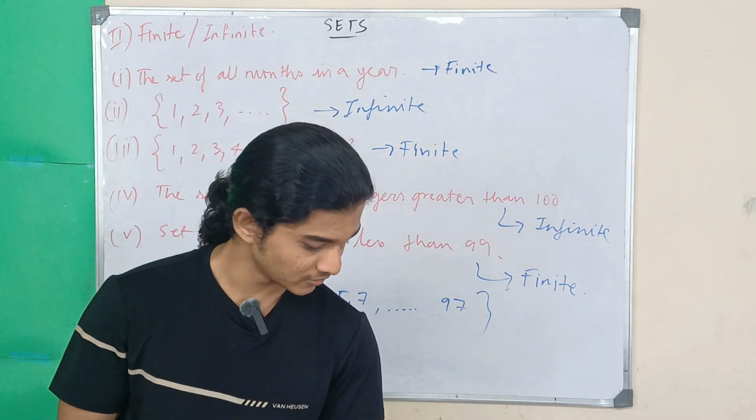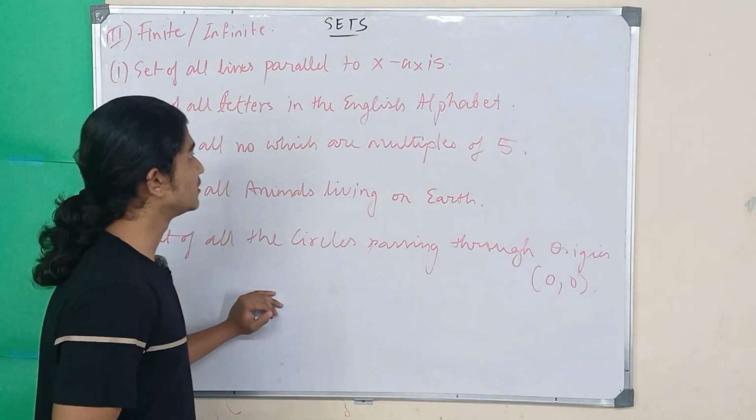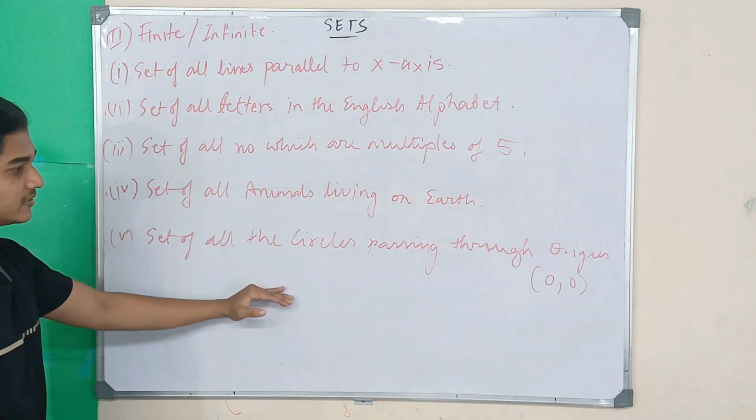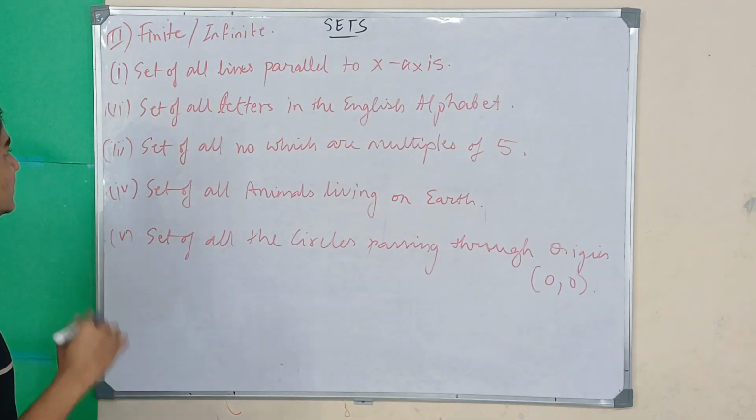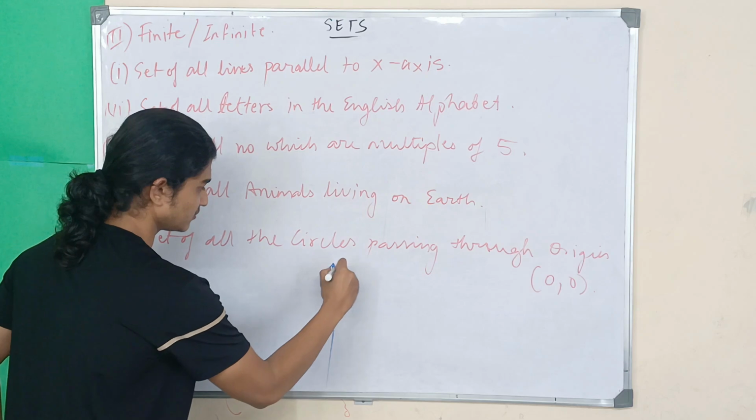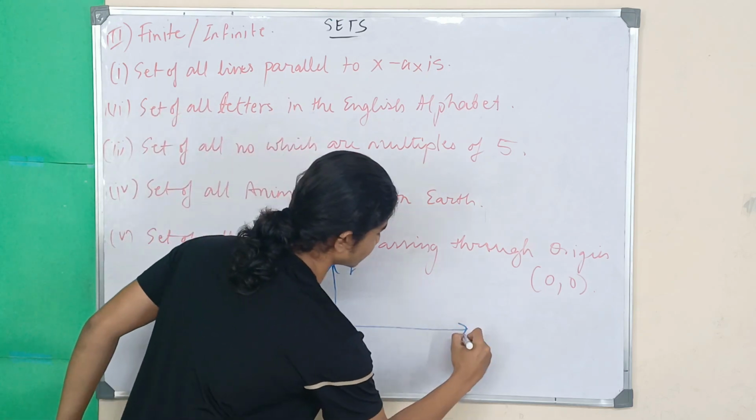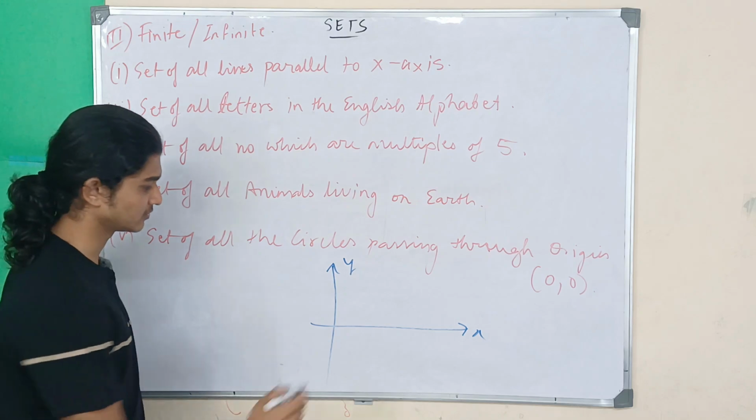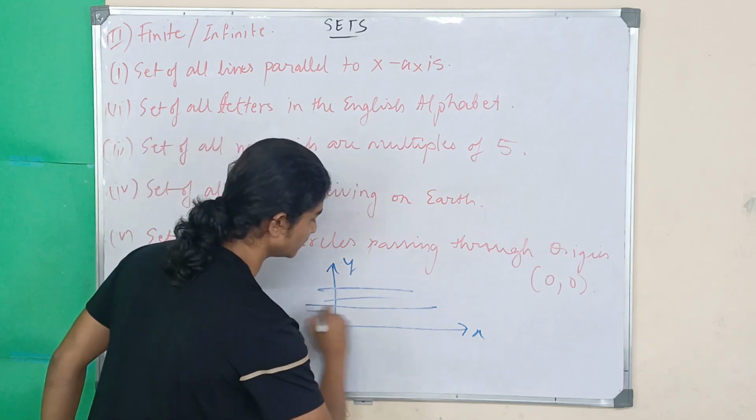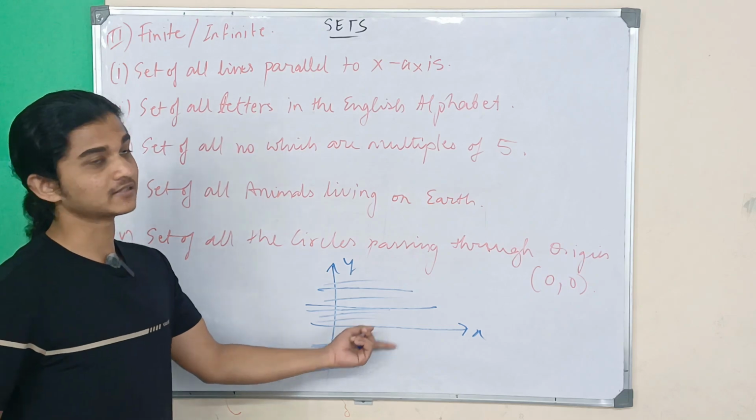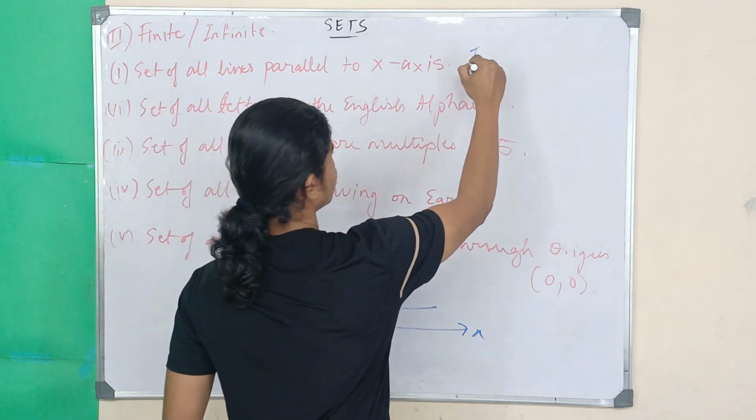So let us try to solve the third main now. The third main is also basically finite and infinite. We're supposed to find which set is finite and which set is infinite. The first one is the set of all lines parallel to the x-axis. This is the y-axis, if you know the Cartesian plane properly, and this is the x-axis. How many parallel lines can I draw which are parallel to the x-axis? Infinite. I can draw so many parallel lines parallel to the x-axis. So this is an infinite set.